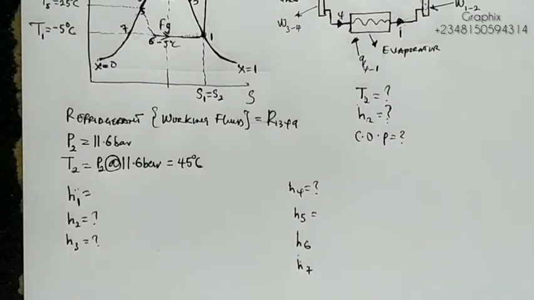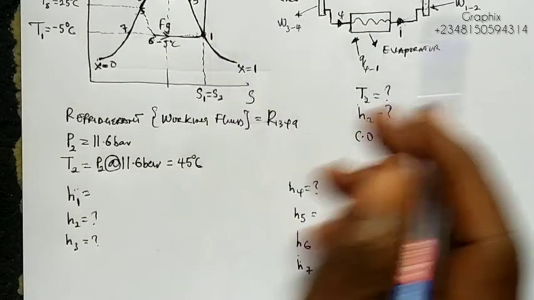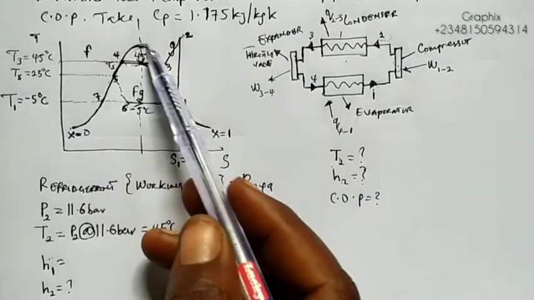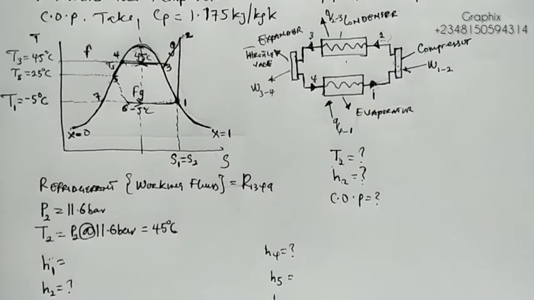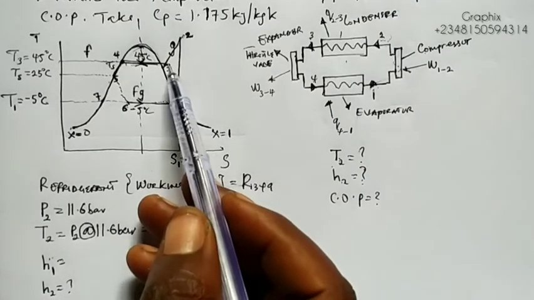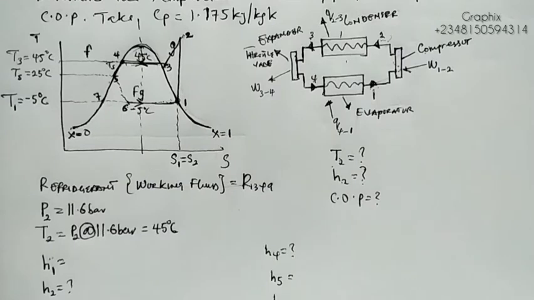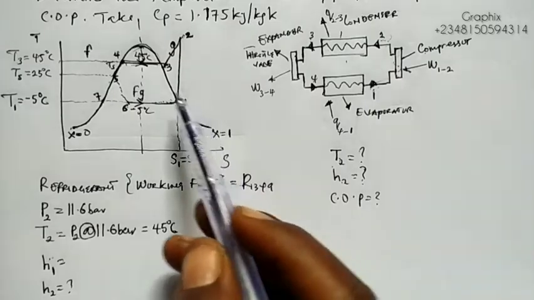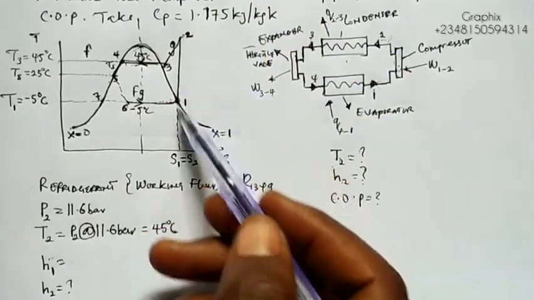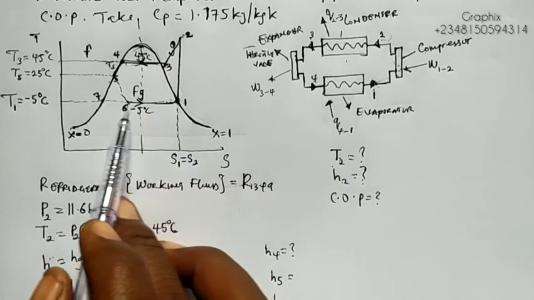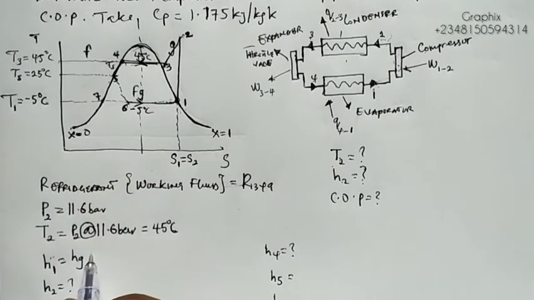So to look for H1, this is what you do here. Anything that is touching the saturated line can be seen in the steam table. So we can see H1, H3, H4, H5, and H7 in the steam table. So let's start with H1. On the steam table, at the right hand side, everything around this side is a gas, so it will be Hg. If you trace H1, the temperature is -5.